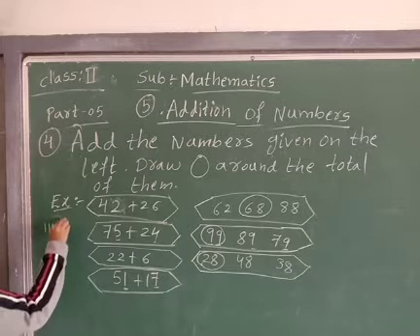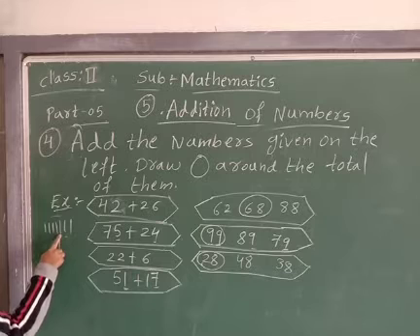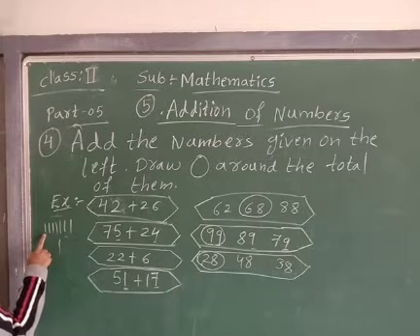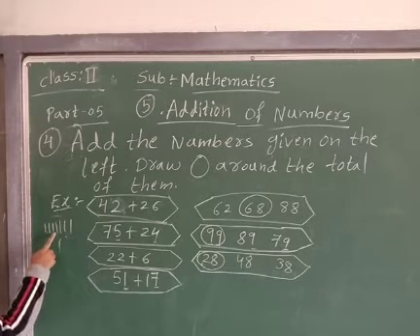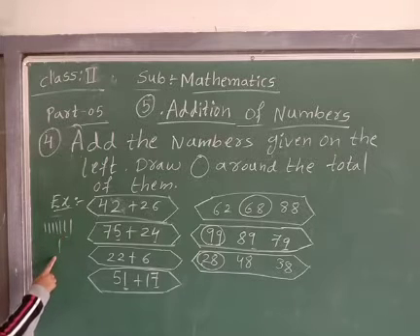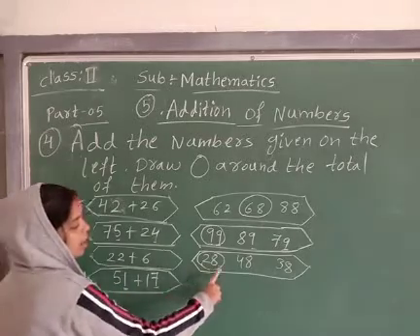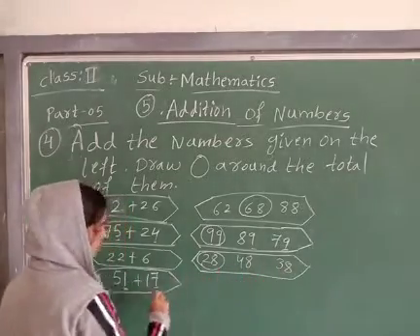3, 4, 5, 6, 7. 7 plus 1. 1, 2, 3, 4, 5, 6, 7. Again you count. 1, 2, 3, 4, 5, 6, 7. Plus 1, 8. So in ones place, 8. In all the numbers, only the ones place.